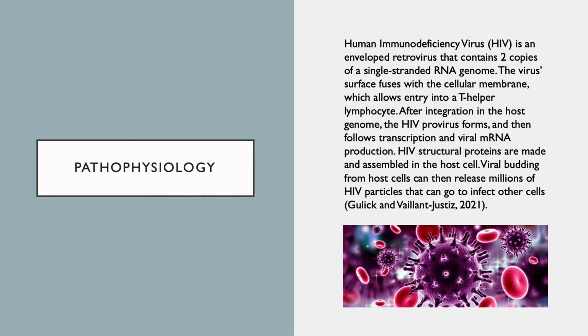After integration in the host genome, the HIV provirus forms and then follows transcription and viral mRNA production. HIV structural proteins are made and assembled in the host cell. Viral budding from host cells can then release millions of HIV particles that can go to infect other cells.